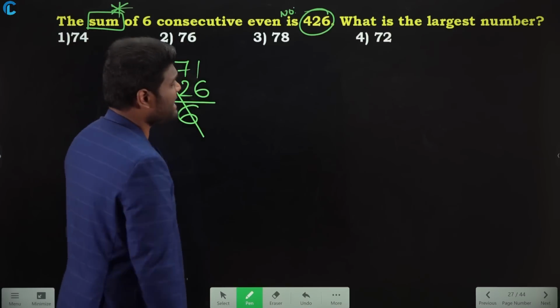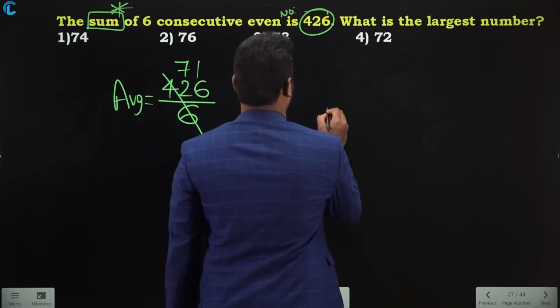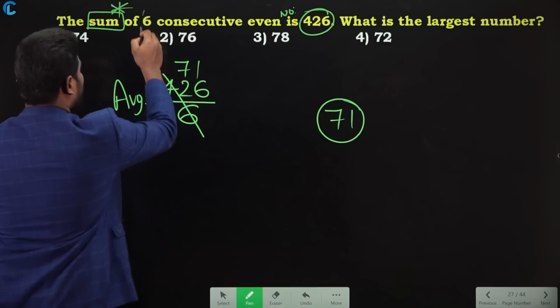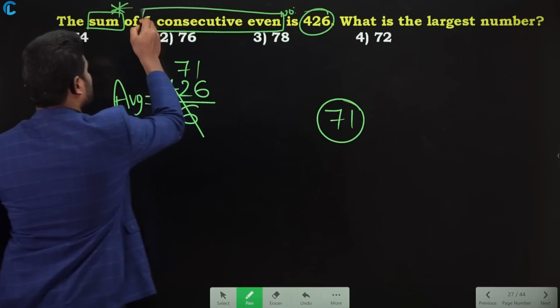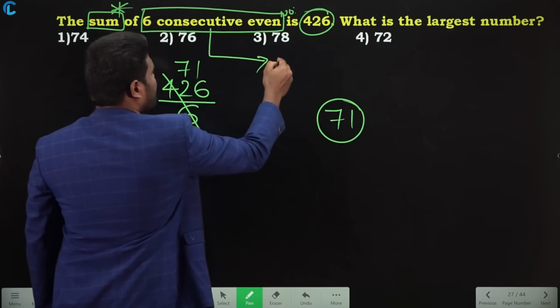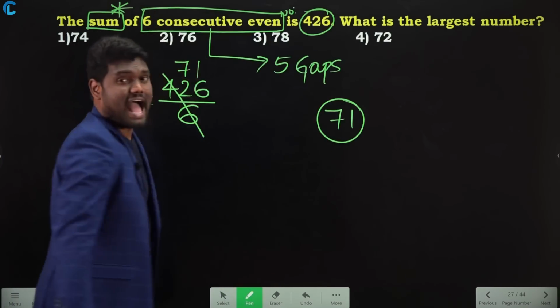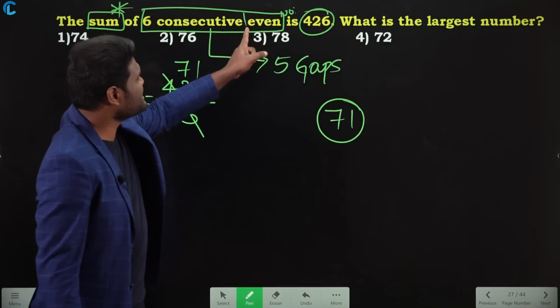Now what is the question saying? Question is asking about the largest number. In this question, it is saying 6 consecutive even numbers. 6 numbers, how many gaps? For 6 numbers, gaps is like 5 gaps. Yes or no?